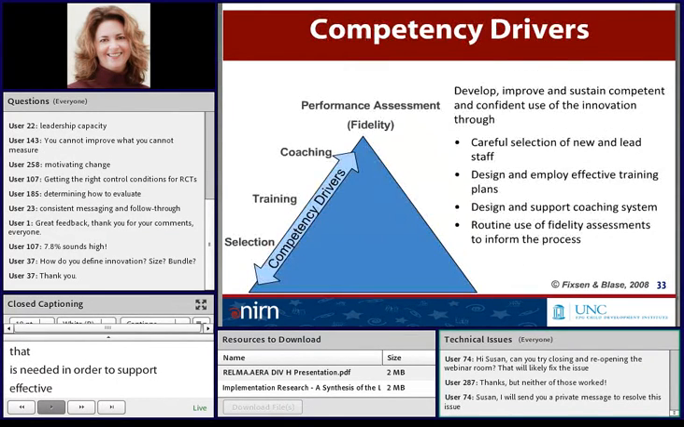Next, I want to talk about the competency drivers. Love the competency drivers. This is using implementation-informed practices and how we select and recruit staff, whether that's new staff or existing staff. How do we employ effective training, as well as then provide a coaching system to support and build in routine use of fidelity assessments.